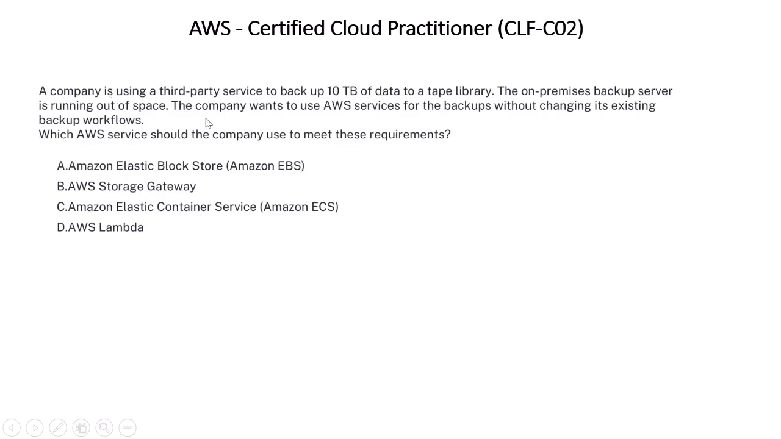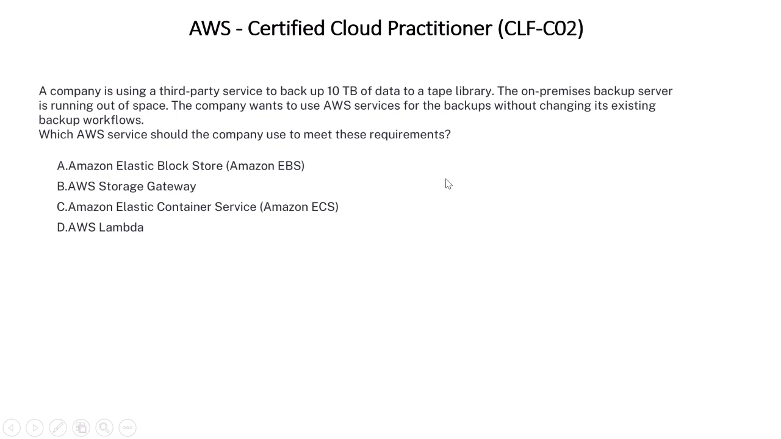A company is using a third-party service to back up 10 TB of data to a tape library. The on-premises backup server is running out of space. The company wants to use AWS services for the backups without changing its existing backup workflows. Which AWS service should the company use to meet these requirements?